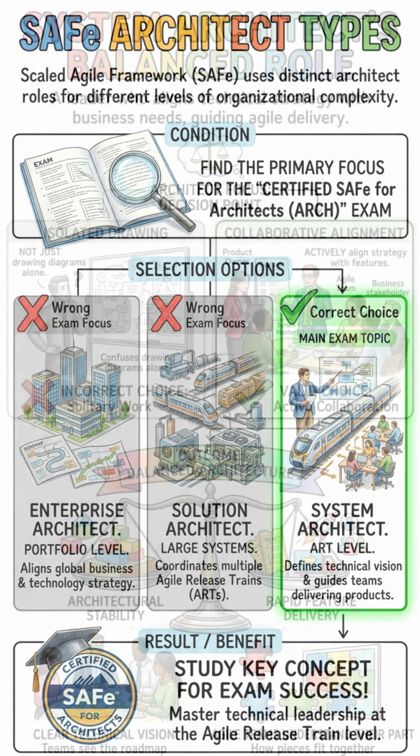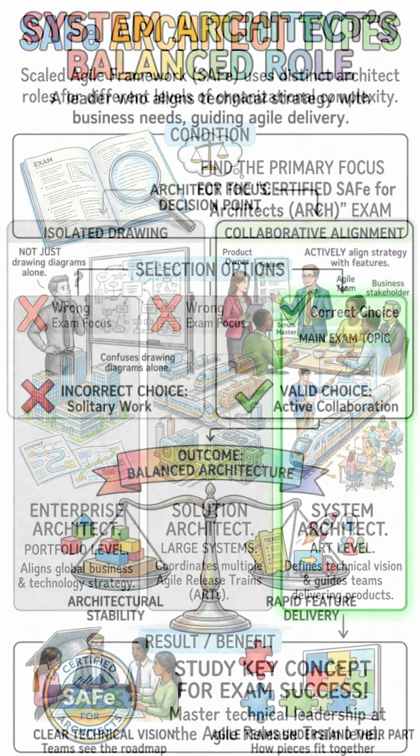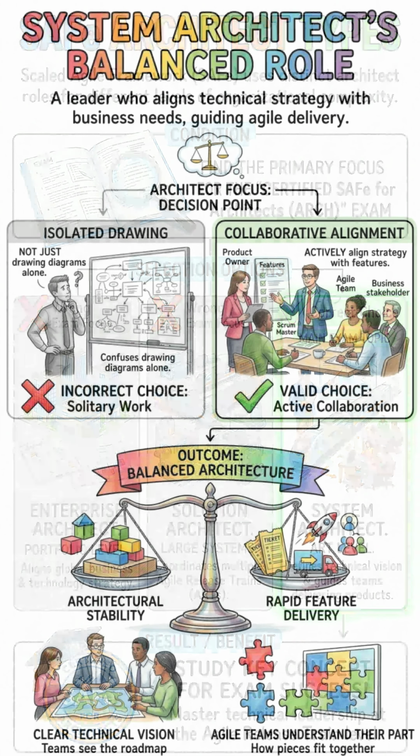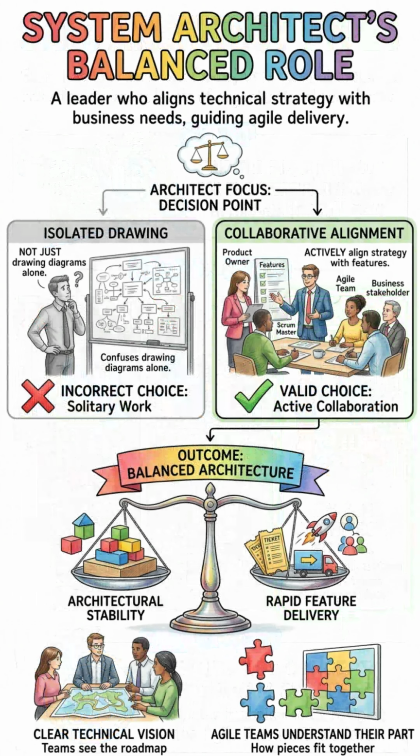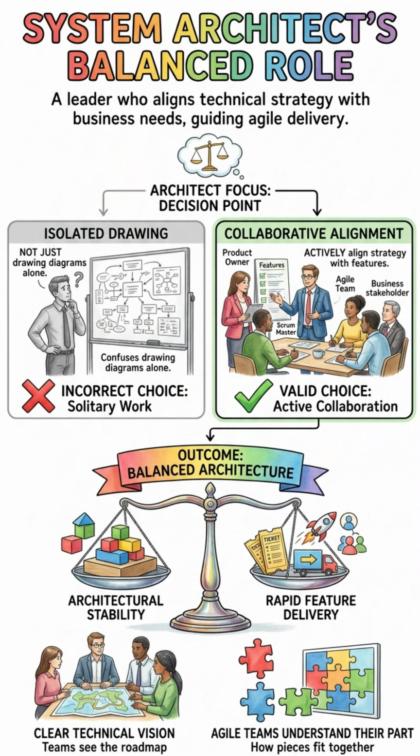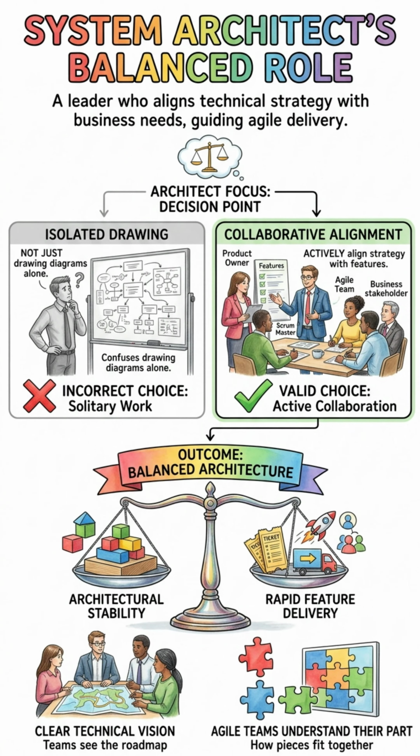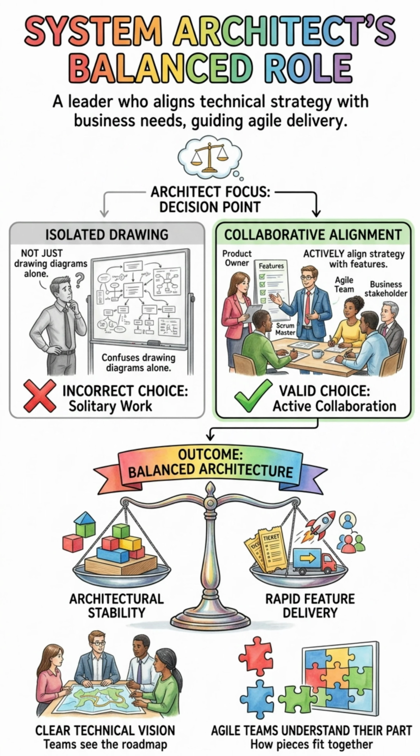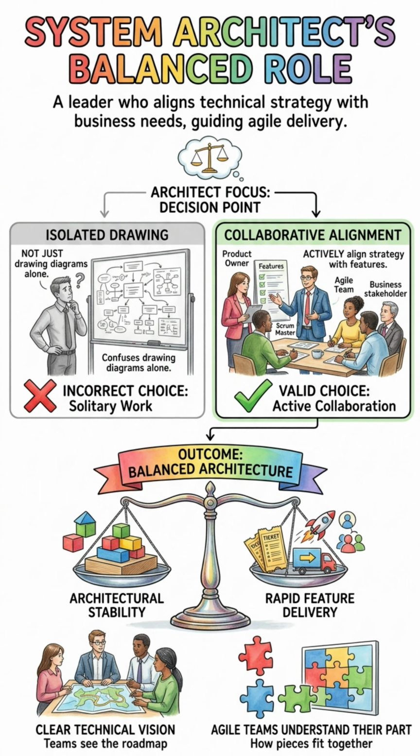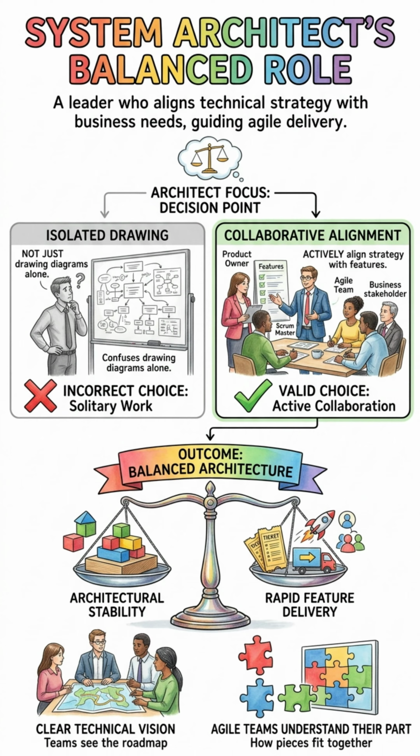The system architect has a very unique and highly collaborative job description. You are not just drawing diagrams on a whiteboard, but instead, you are actively aligning the architectural strategy with the business features being developed. You provide a clear technical vision that helps agile teams understand how their specific pieces fit into the broader puzzle. This means you must carefully balance the need for architectural stability with the agile demand for rapid, continuous feature delivery.